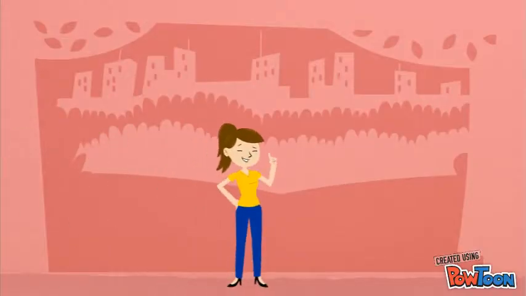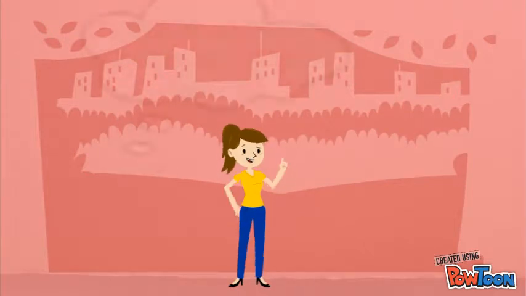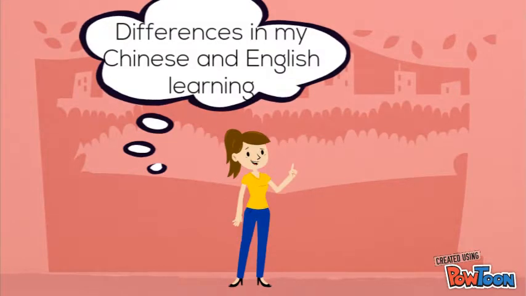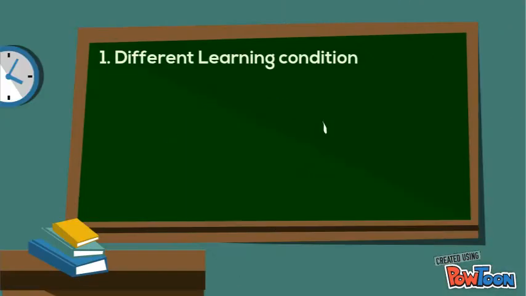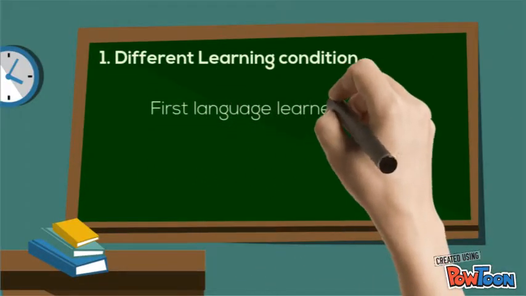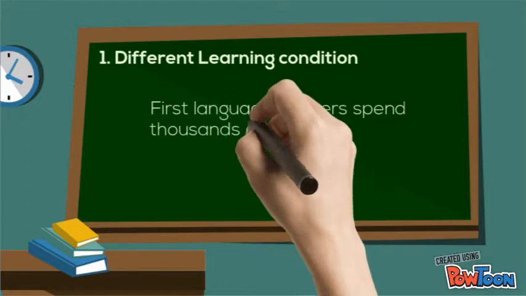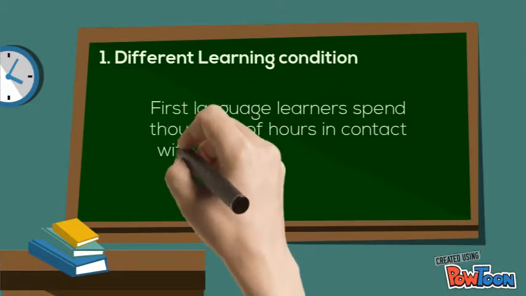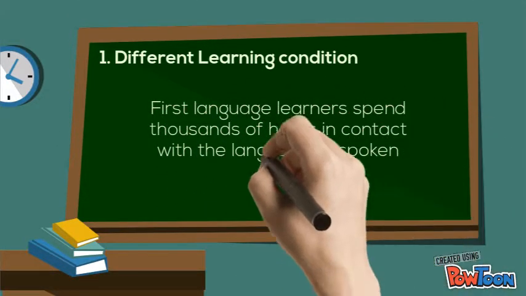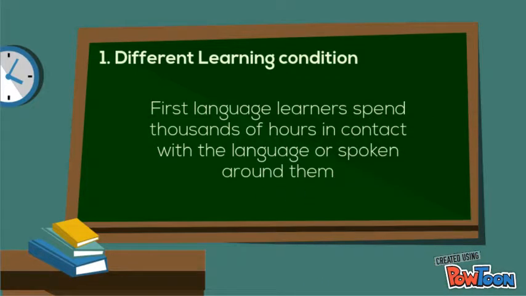I found some differences in my Chinese and English learning. The first difference is different learning conditions. First language learners spend thousands of hours in contact with the language spoken around them.